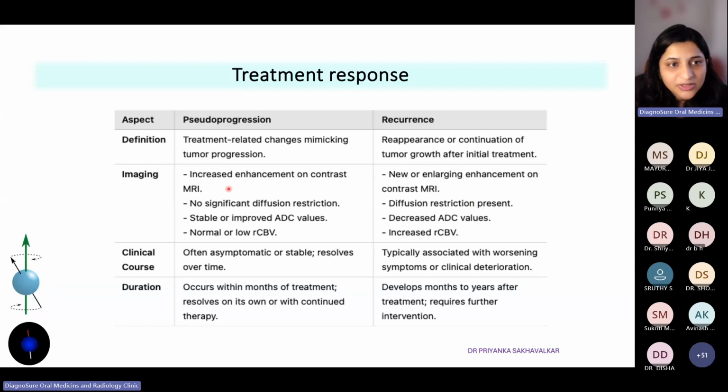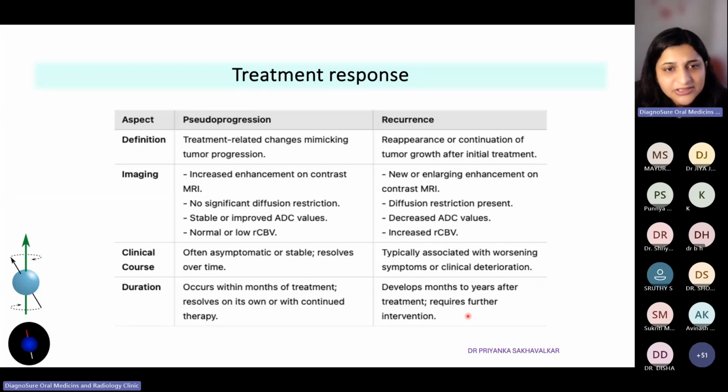Okay, so they both show increased enhancement on contrast MR. The difference is that they both appear similar on contrast MRI, but pseudo progression generally does not need intervention. It resolves over time, while a recurrence might worsen symptoms or cause clinical deterioration, and it requires further intervention, because if the tumor is not responding, we need additional treatment.